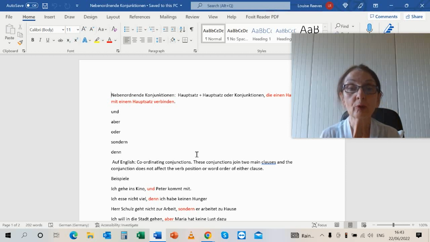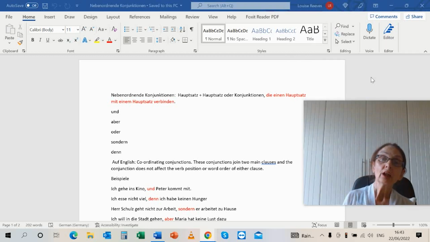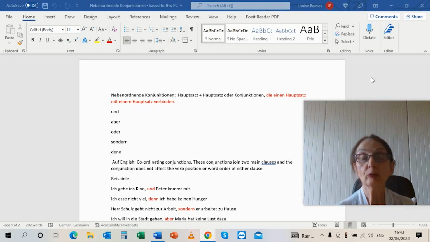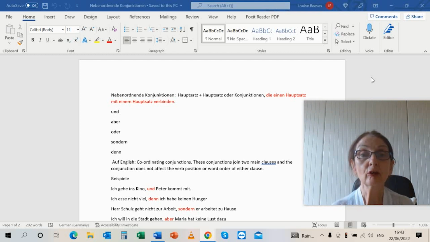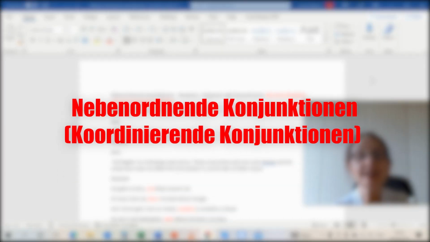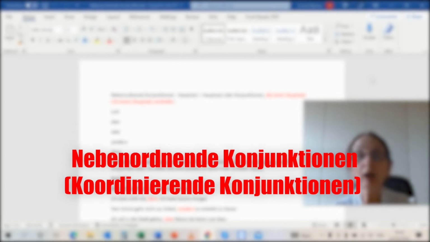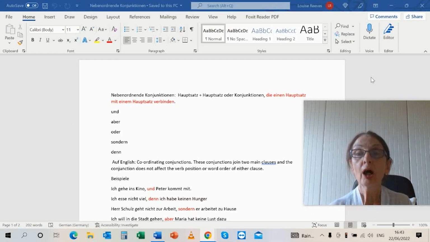And today we're going to be looking at coordinating conjunctions. It's going to be quite a short one because it is a short one. And if you need the word in German for it, so you're doing all your grammar through German, it's there. These are called Nebenordnende Konjunktionen. Das heißt Hauptsatz plus Hauptsatz oder Konjunktionen, die einen Hauptsatz mit einem Hauptsatz verbinden. Auf Englisch, in English, conjunctions which join two main clauses.